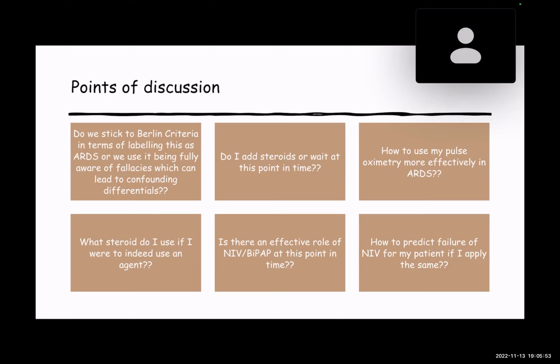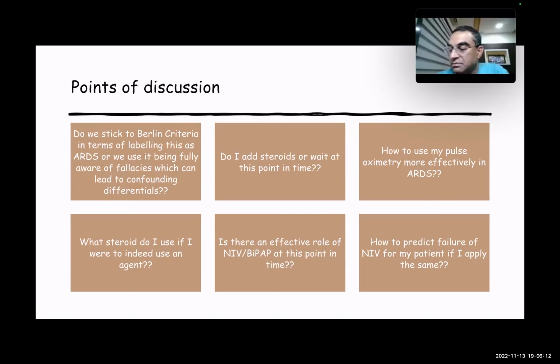For example, if the PEEP is more than 5, but the different ventilator settings, they'll have a different PF ratio. So all those fallacies are correct. The question is, conditions like which I mentioned just now, ARDS mimickers, they are not included in your ARDS causes, right? So, correct. So this is a very fundamental question.